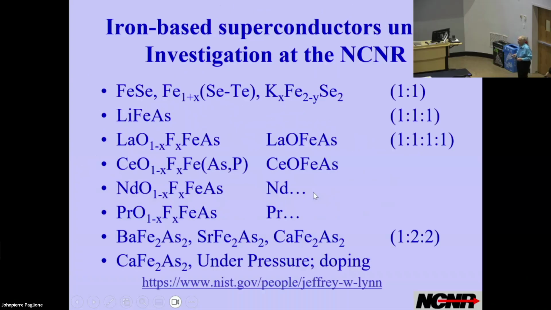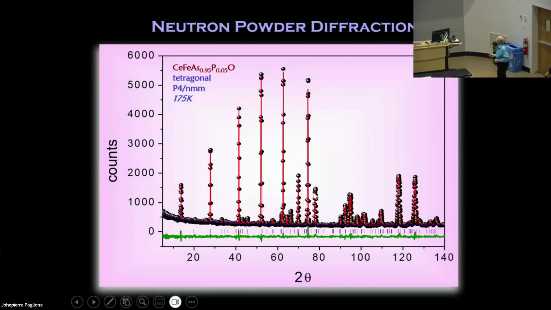And here are some of the examples. I think we've already gone through those, but people got tired of just talking about them, so they just gave them numbers. So if there's iron, selenium, it's 1,1. Lithium iron arsenide is 1,1,1, then 1,1,1,1, 1,2,2. You get the idea. Many different materials.